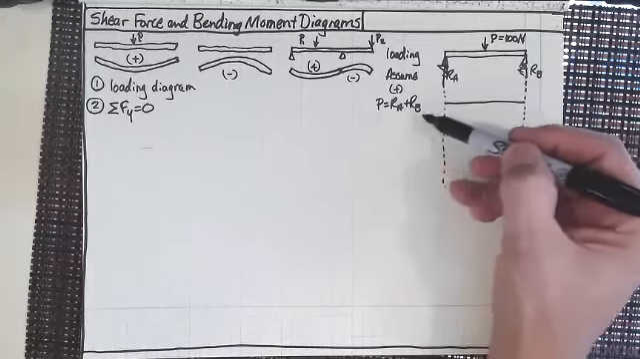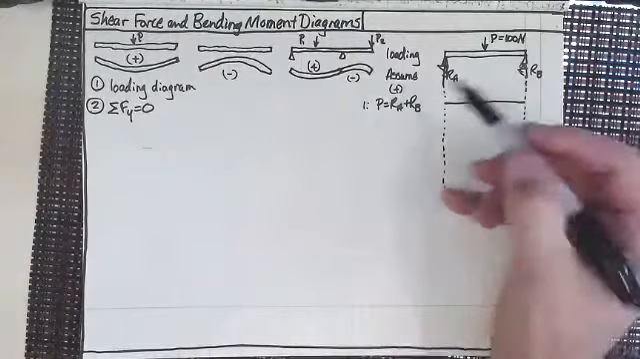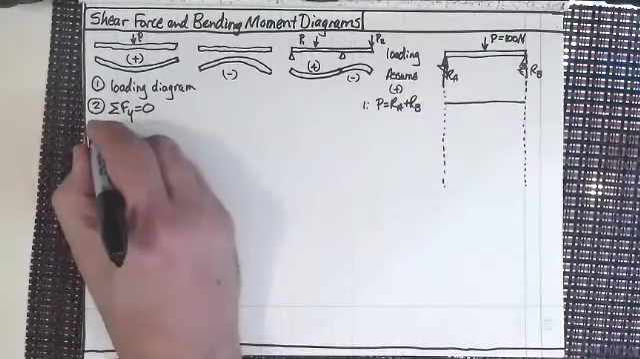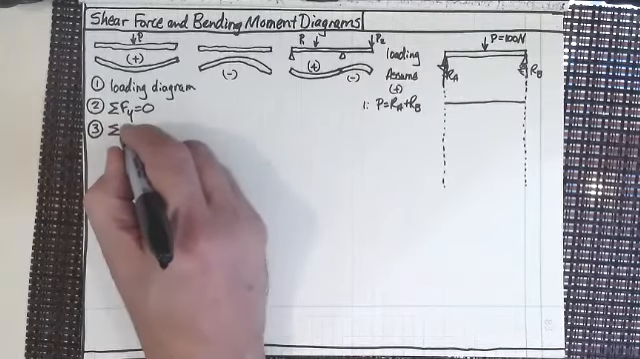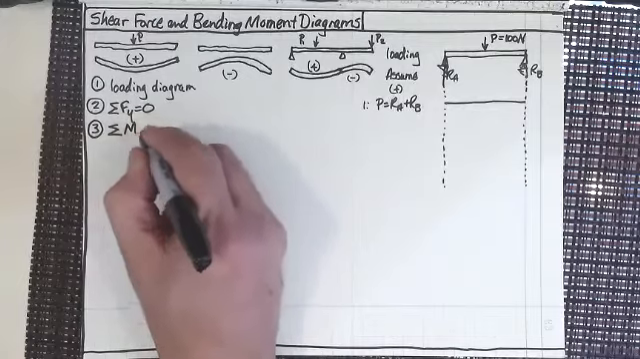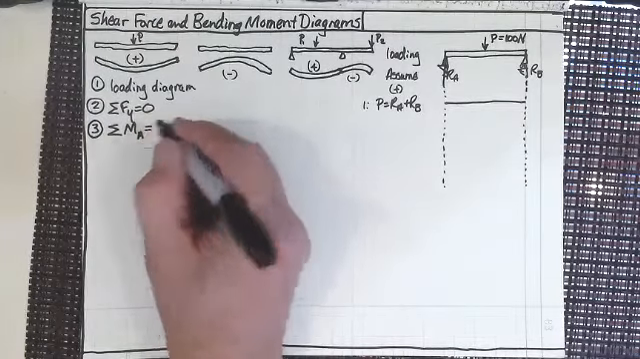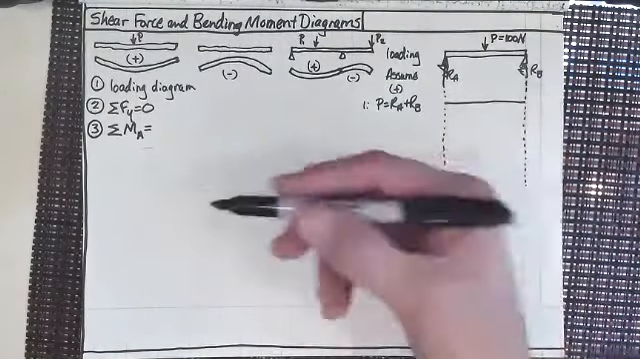But we still have one equation, right? We'll call that equation 1. We still have one equation with two unknowns. And so the third thing that we're going to do is sum the moments, right? It's not spinning. So we're going to sum the moments at point A. Could it be point B too? Sure. Anything that's going to take R sub B or R sub A unknowns out of the equation.